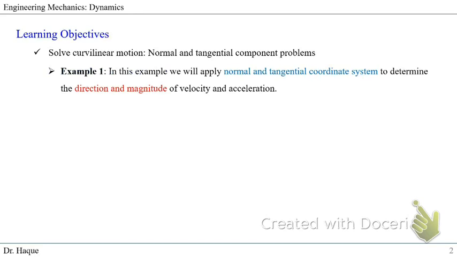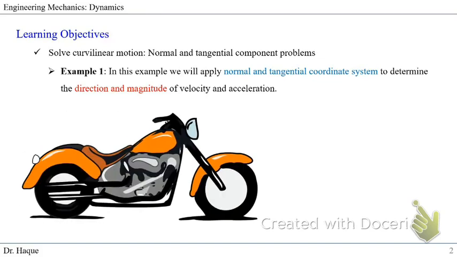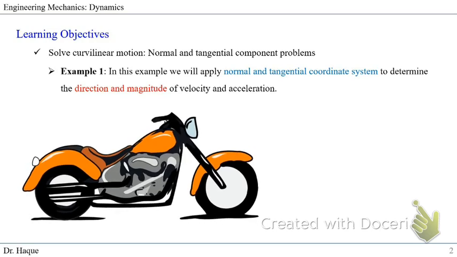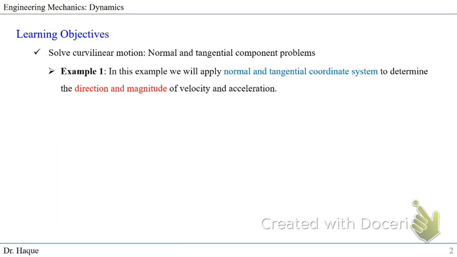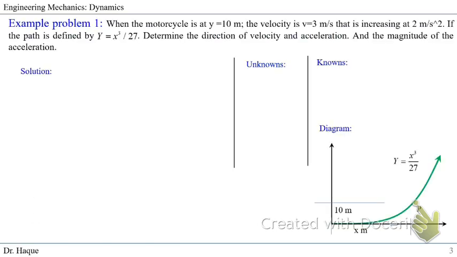So in the particular example we're going to solve, we'll apply the normal and tangential coordinate system, the theory that we have learned in the previous video, and we'll determine the direction and magnitude of velocity and acceleration. And here's the bike that we're gonna include in our problem. So let's see what the problem says.